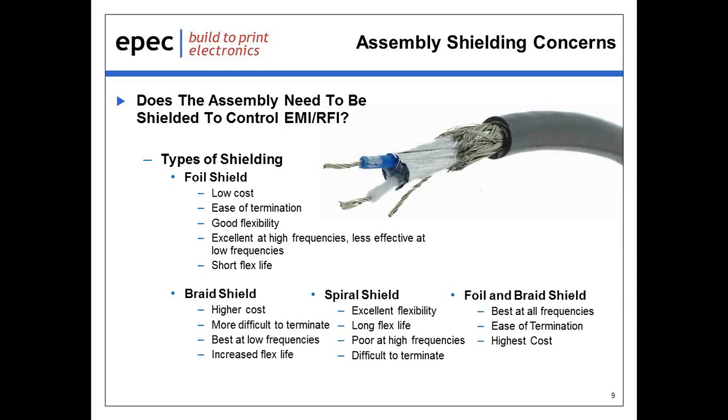A good shielding solution is the use of a combination foil tape and braid shield. A combination of the foil and the braid offers a solution for all frequencies and is fairly easy to terminate, though again it is the highest cost solution. To help with the termination issues, drain wires are usually used in conjunction with any of the shields. The drain wire stays in contact with the shield and allows an easy point to terminate the shield to when you get to the back of a connector.